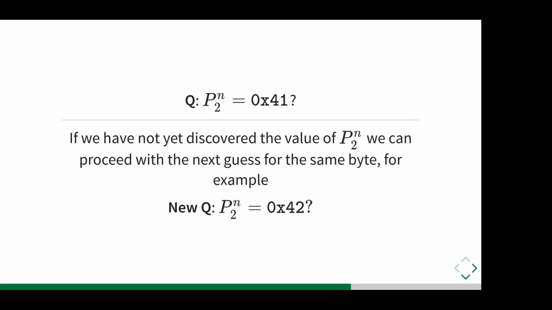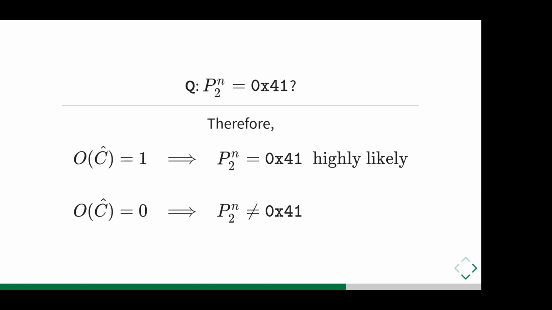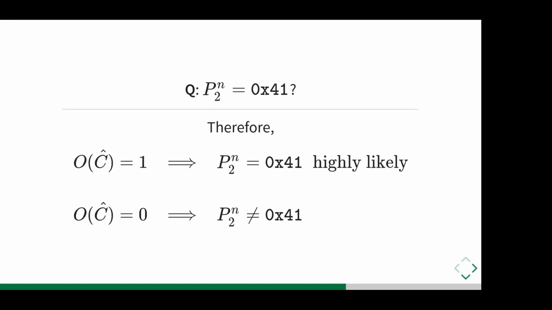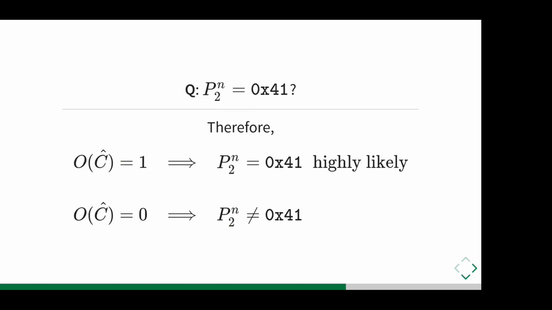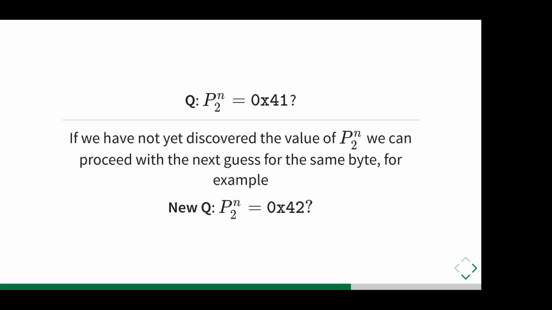So, if we discover the value, we go to the next byte. In the case of 1, we assume that it is 0x41, and we go to the next. If we have not discovered it, if the oracle replies to us with no, this is not correct, we have to go to the next guess. So not 0x41, but 0x42.